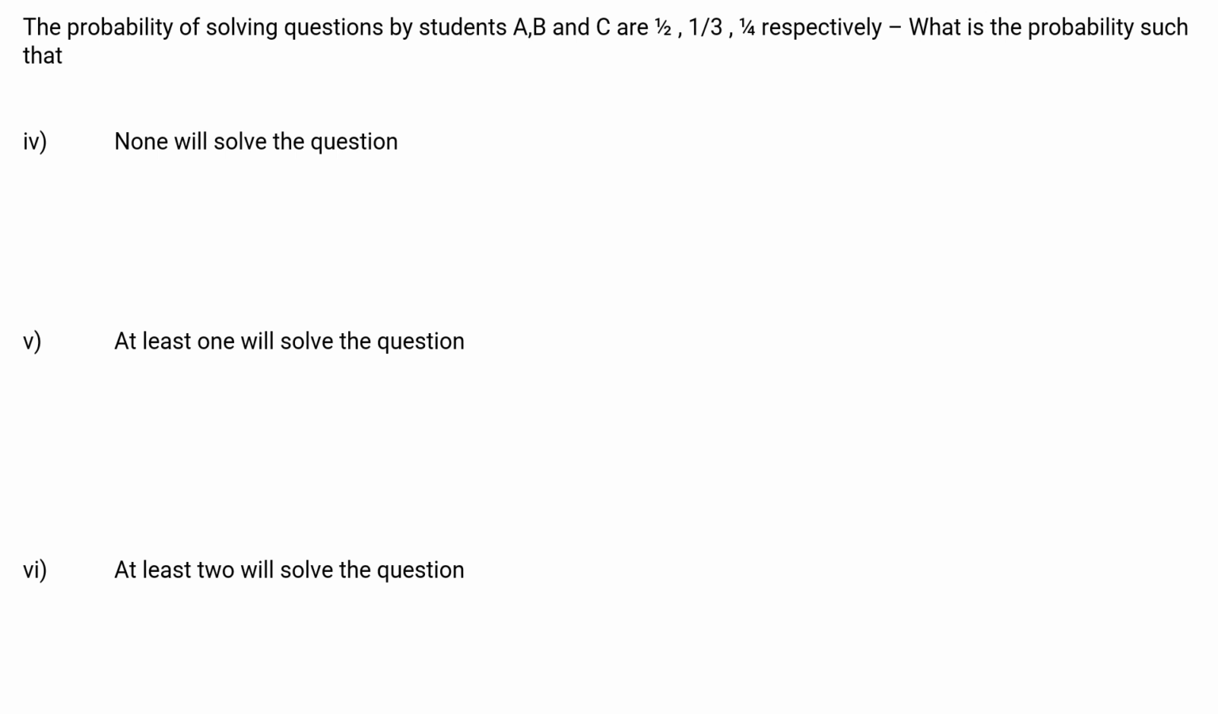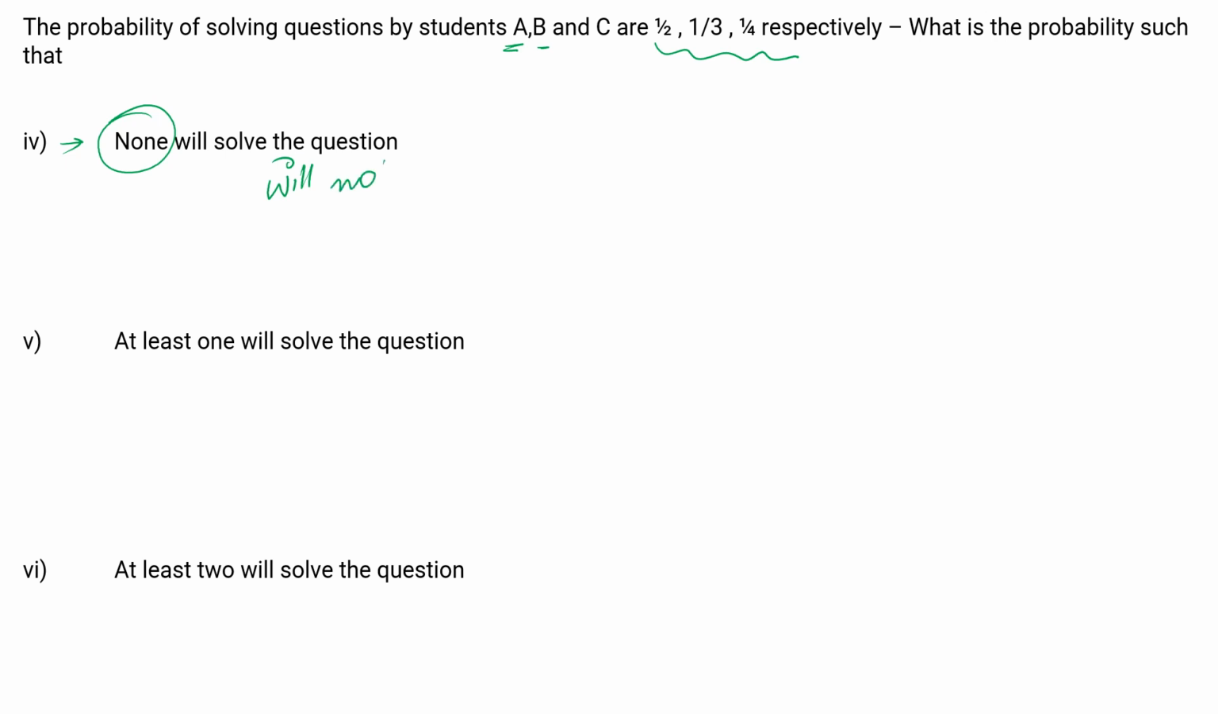Next question. The probabilities of solving the questions by students A, B and C are given. This is the same question as we were doing before, but now the scenarios are different. None will solve the question. What is meant by none will solve the question? It means all of them will not be solving the question. It means none of them will solve the question.